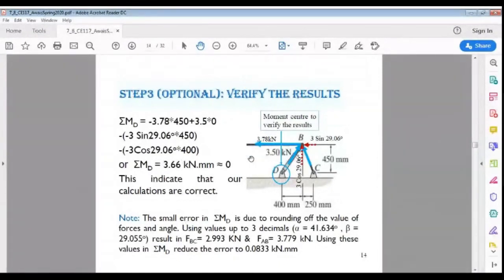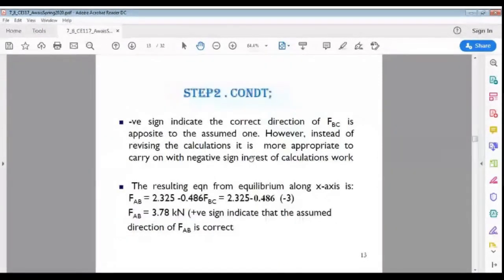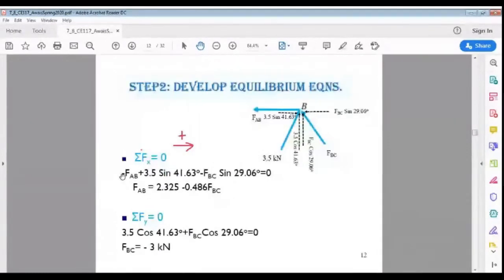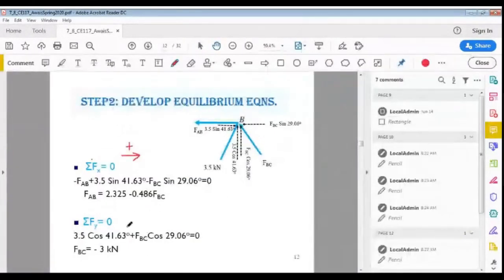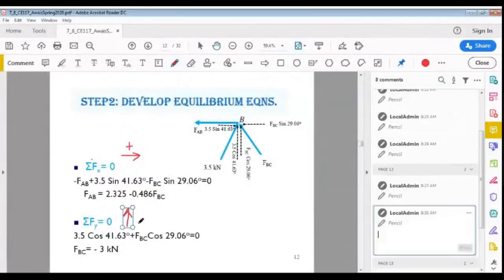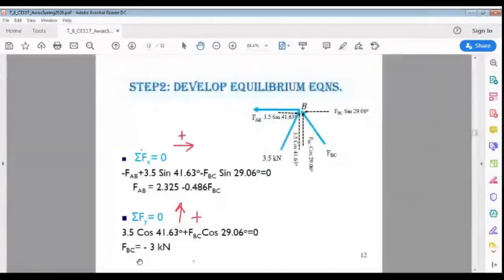Okay. So for a concurrent force system, we have two available equations, summation Fx and summation Fy. Choose some relevant sign convention and write down the equation of equilibrium. Solve those equations of equilibrium to find out the unknown quantities. Any questions or queries till this point? Okay. So then let's move to the next problem.